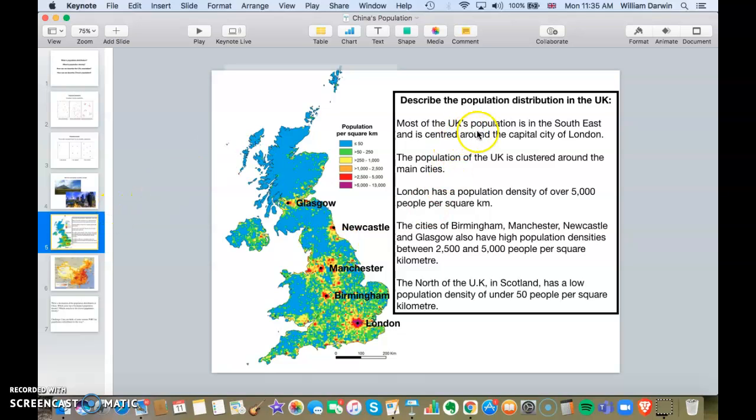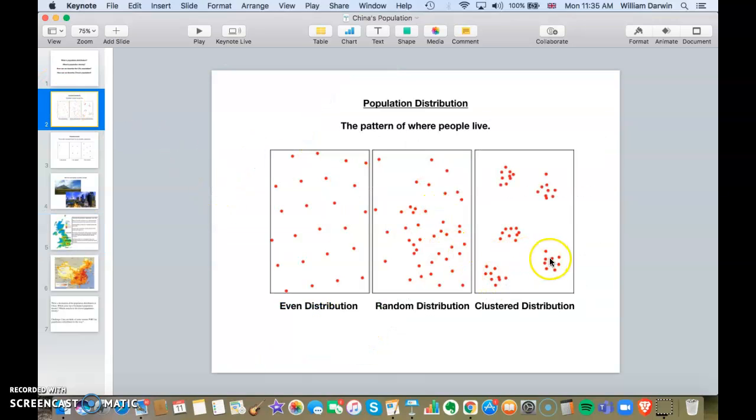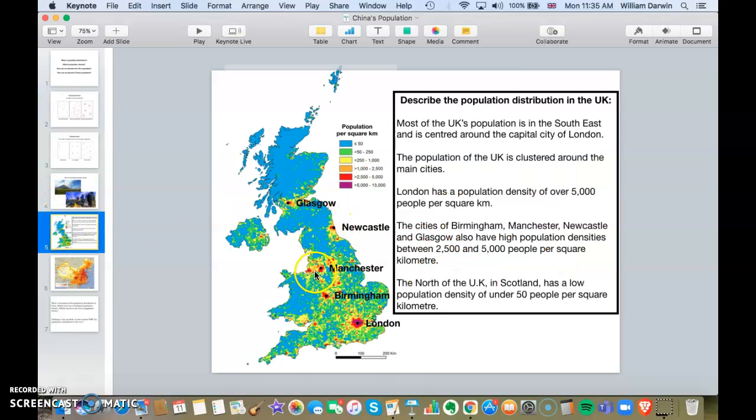So most of the UK's population, if we're looking at the pattern, is around the southeast and is centred around the capital city of London. Okay, we're just describing the pattern. We can also see that the population of the UK is clustered around the main cities. Again, this is a clustered distribution, and we can see that on our map. There are clusters of population around the main cities.